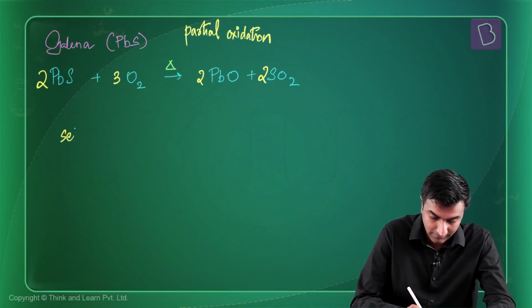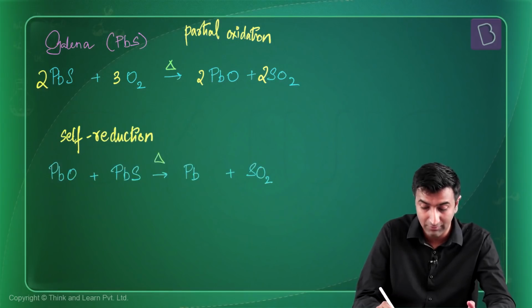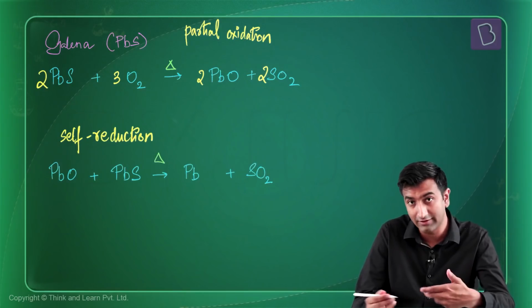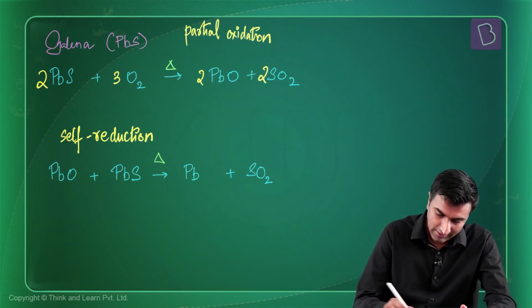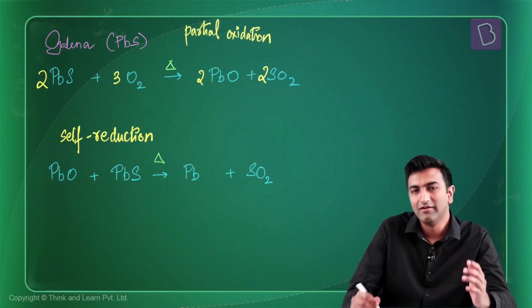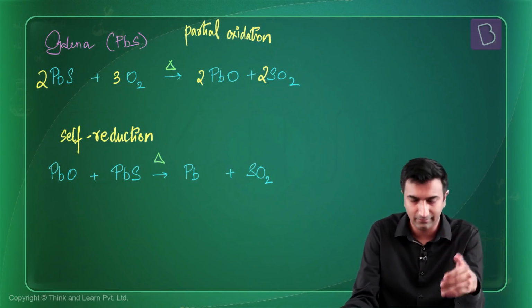So I cut off the supply of air, but I still keep the heating going. So I have PbO and some PbS, the galena. So there's self-reduction happening. The product that was formed itself oxidizes PbS, galena. And this is what happens here. You get Pb plus SO2. A standard reaction that you must know if you've gone through the metallurgy ideas for lead.